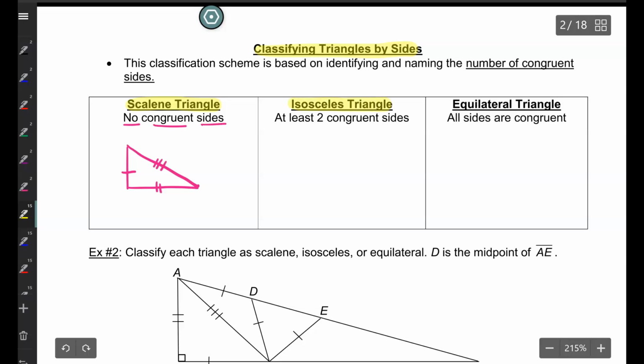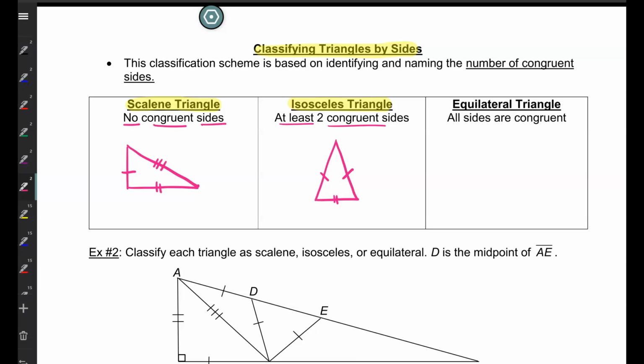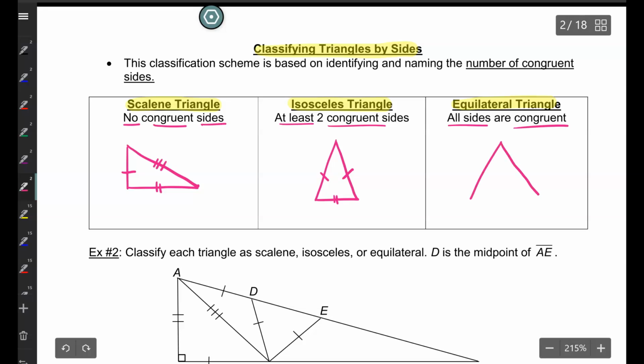Isosceles is at least two congruent sides. So maybe I have these two sides, and maybe this one is different. Notice it said at least two. That means if we have three congruent sides, it also falls under the isosceles triangle category. But we like to be more specific. When all three sides are congruent, we're going to call that equilateral. And so we can mark all three sides congruent to each other.